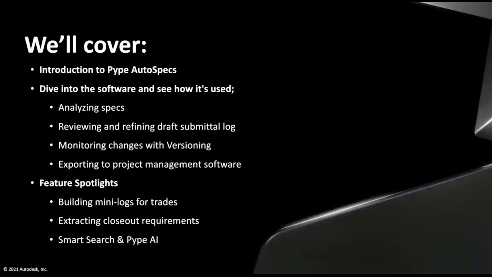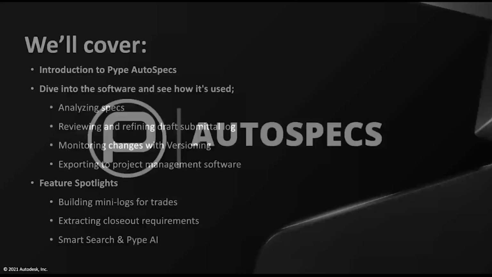What AutoSpecs will do is analyze project spec books and extract submittals across different submittal groups, allowing project teams to review and refine draft submittal logs, as well as monitoring changes between different versions of spec books. Once those submittals have been extracted and reviewed, they can then be exported to a project management system. Some of the feature spotlights include building miniature logs for trades, extracting closeout requirements, and Pype Smart Search and Pype Artificial Intelligence tools that will be reviewed during today's demonstration. Let's go ahead and have a look at the platform.